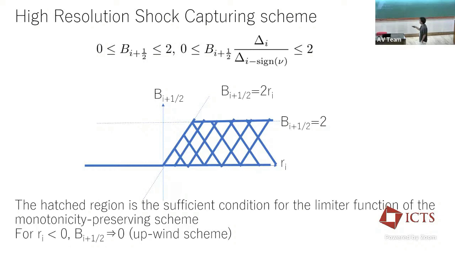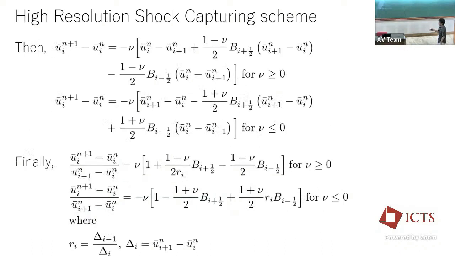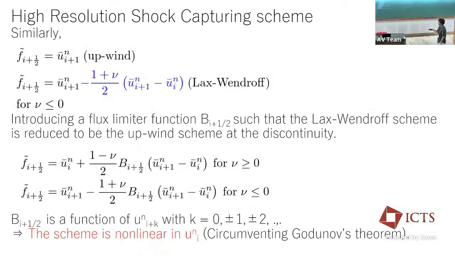here is the b_{i+1/2} equal to 2/R_i case. This is a limiting case, right? So which means that if you want to satisfy this condition and this condition, the blue hatched region is a sufficient condition for the limit function of the monotonicity preserving scheme, right? The important point for the negative value of R_i is that b_{i+1} is going to be reduced to 0. What does it mean? Which means that this scheme goes to the upwind scheme because the second term completely disappears, right?